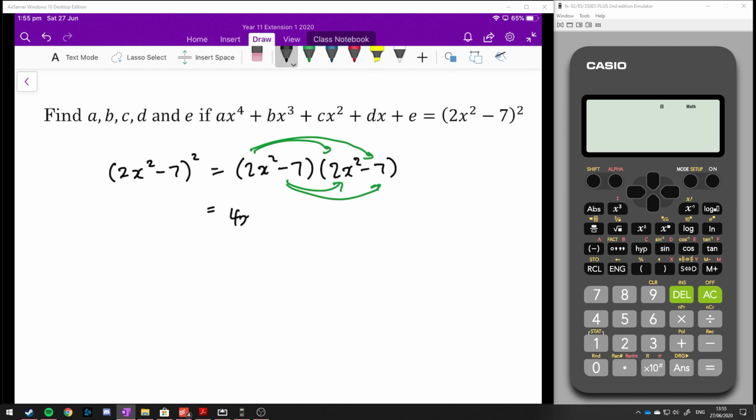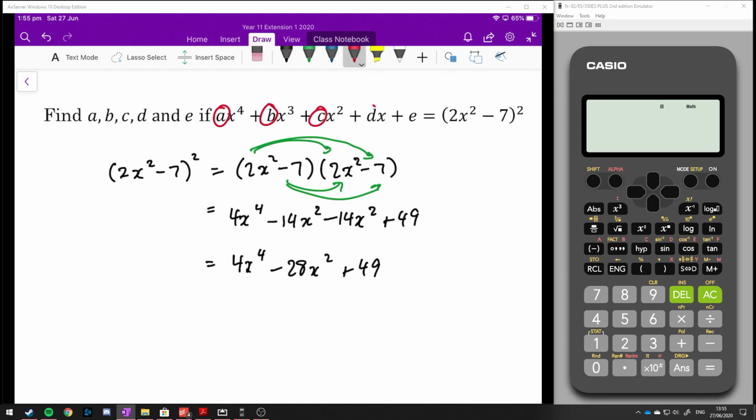So it's 4x to the power of 4 minus 14x squared minus 14x squared plus 49. Working that out, we get 4x to the power of 4 minus 28x squared plus 49. Now you'll notice back in our original question, we're looking for the values in front of the x's, or the constant term.